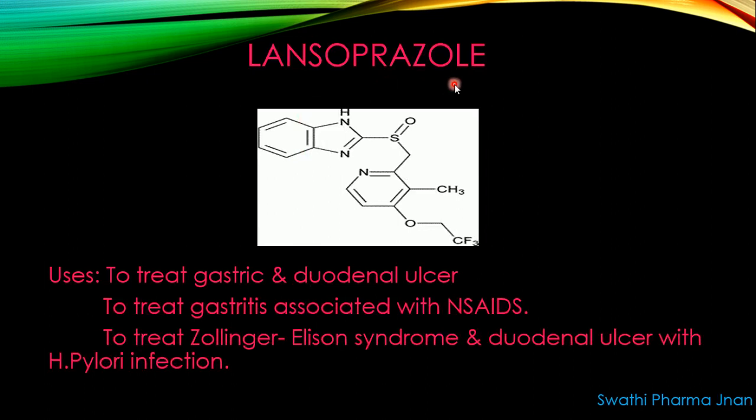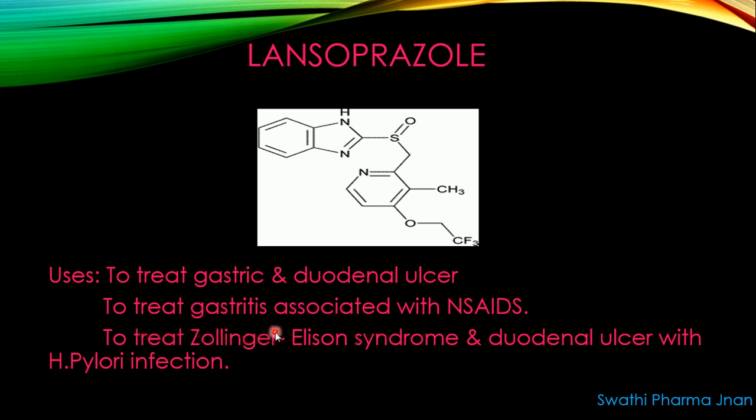Next one is lansoprazole. Lansoprazole also contains the two basic nuclei, benzimidazole and pyridine. The pyridine contains an OCH2CF3 group, which has a trifluoromethyl group. To the trifluoromethyl group a CH2 group and oxygen are attached, and one more methyl group. The bridge between these two heterocyclic compounds is a CH2SO group. That is the structure of lansoprazole. It is used to treat various gastric ulcers and duodenal ulcers.